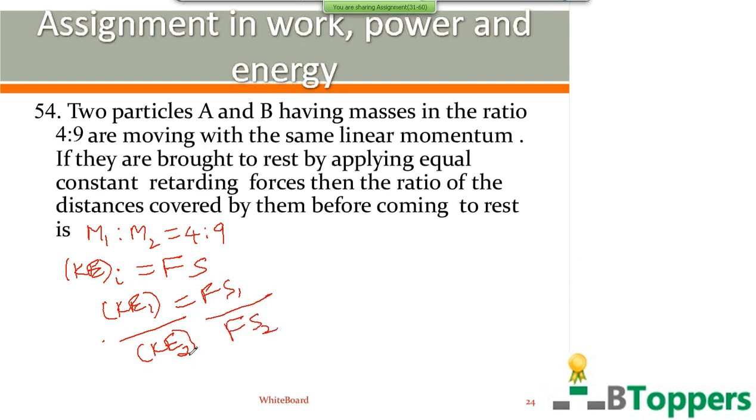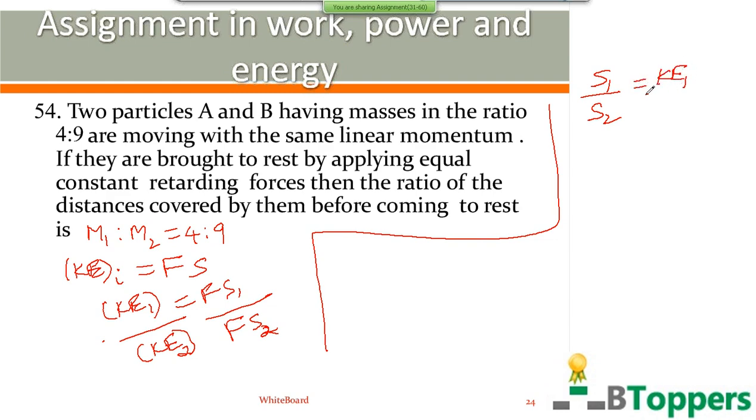Initial kinetic energy of second body, denoted by KE2, you can write F into S2. S2 is the distance traveled by the second body before it comes to rest during its retarded motion. F is the magnitude of the retarding force applied on each body, that is same. So the ratio of the distances traveled by the two bodies before they come to rest is the same as the ratio of their initial kinetic energies. Here momentum is same.